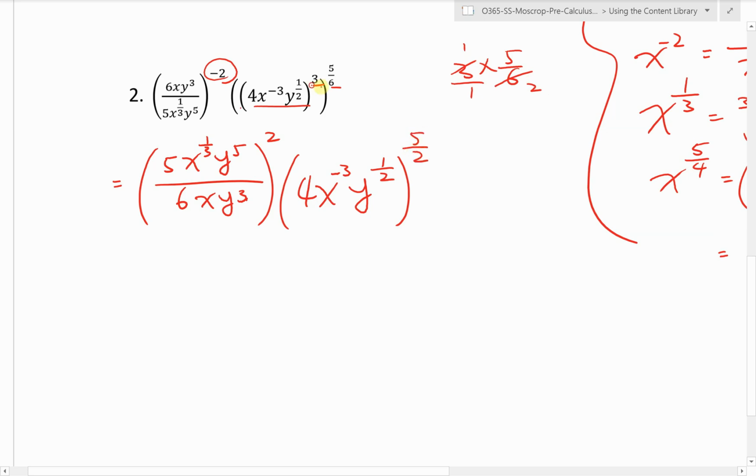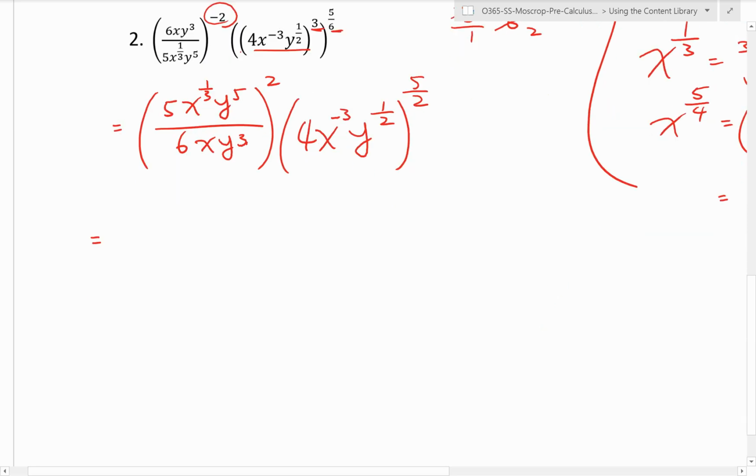Again, that's exponent, exponent back to back. That means I need to multiply them because that's power over power. So I end up with 5 over 2. Now I'm going to simplify what's inside the first set of brackets. Again, 5 over 6, absolutely nothing you can do about that.